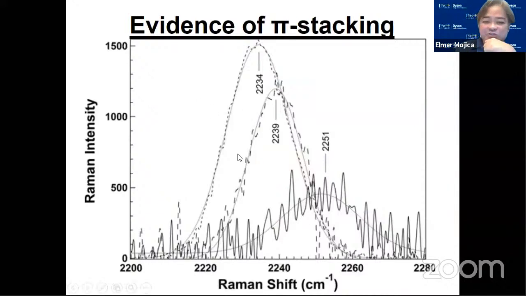So when we monitored what was happening there, before the aggregation we have a peak at 2251 wave number, and then it starts to shift to 2239, and then to 2234. So what happened here is that as it aggregates, the environment around it becomes non-polar. So that's the story that we have.